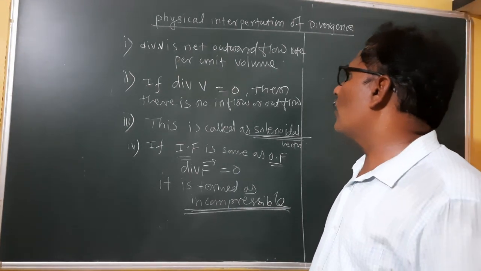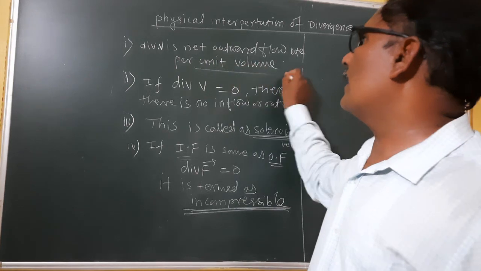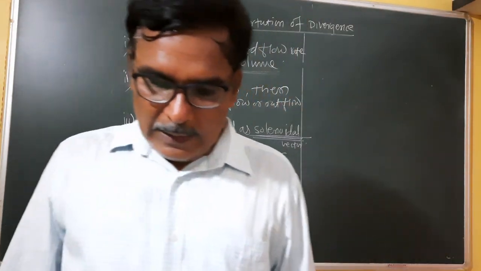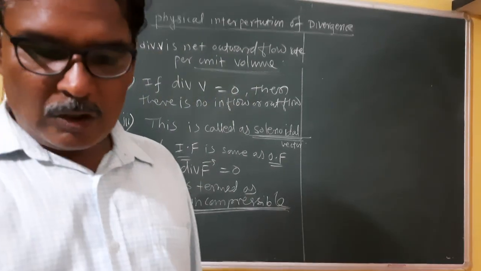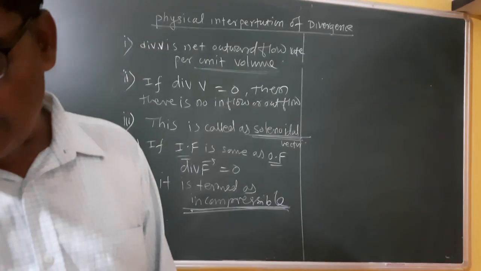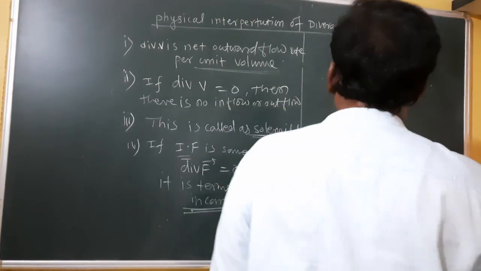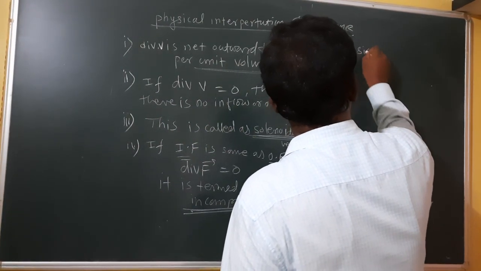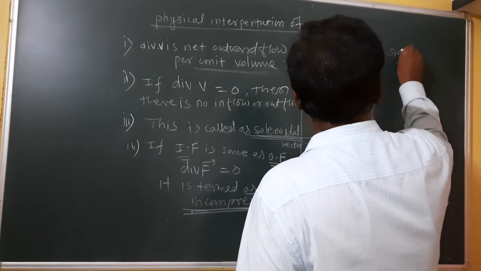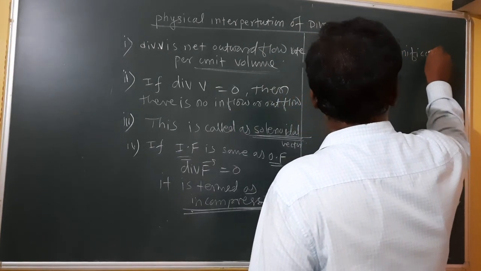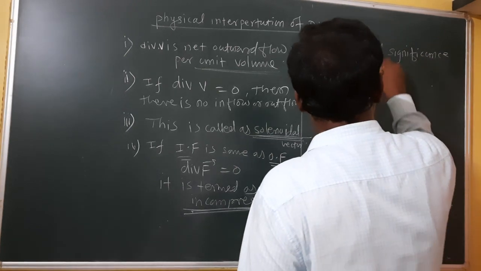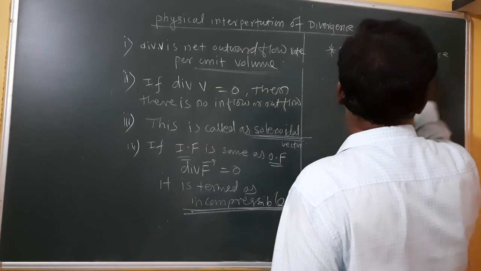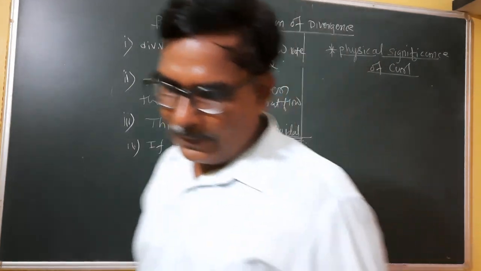Net flow outward per unit volume. These are some three multiple choice questions asked on the divergence. Then we have the physical significance of the curl.